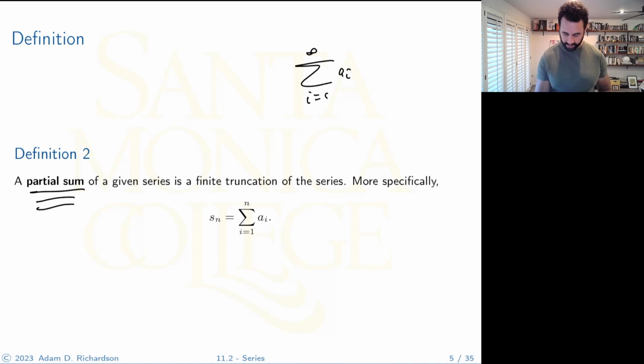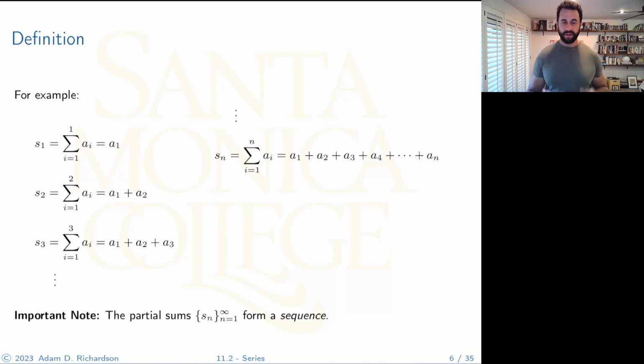Let me get my laser pointer. Notice now the series is stopping at n. So we can call that partial sum S sub n, and it stops right there. All right. Here are some examples of partial sums.